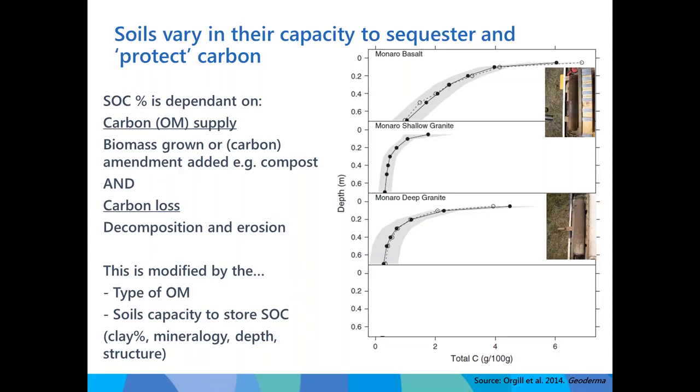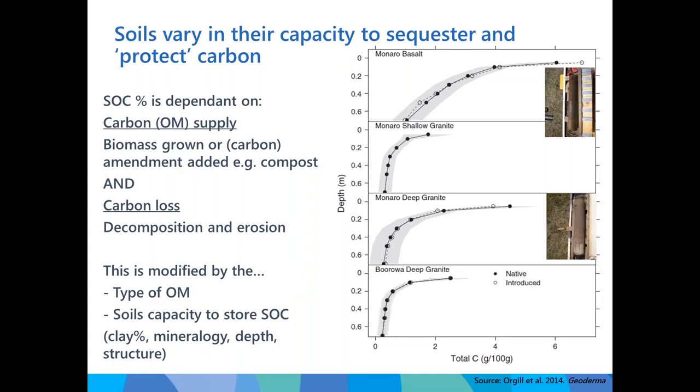So remember, the only thing that's different here is the soil type, not the region, not the climate. So there's more carbon where you have more clay. There's more carbon where you've got a deeper soil profile, if you compare the deep granite derived soils to the shallow granite derived soils.